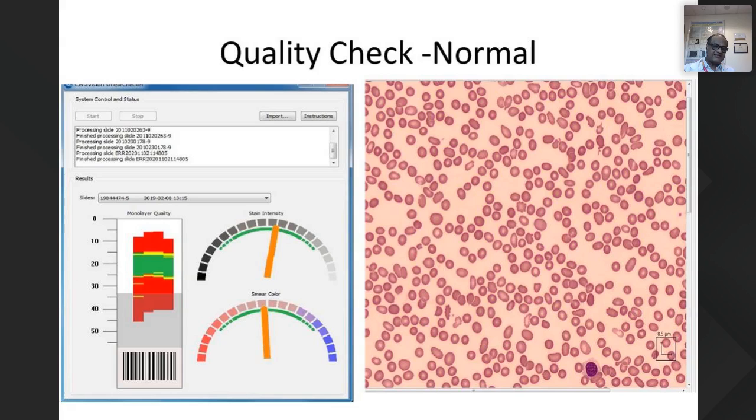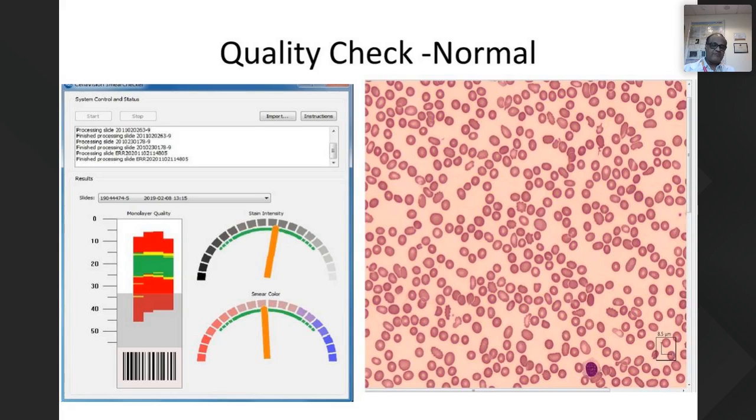If I see on a slide which has been scanned the green zones, that means the quality of the stain, the quality of the smear, is very good. That means this slide which has gone into the CellaVision to check for quality is good for the smear preparation. Good stain quality, because I'm seeing the smear color is good on one meter, and on the other meter I'm seeing the stain intensity also.